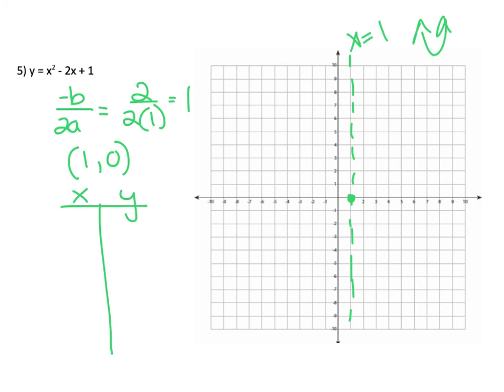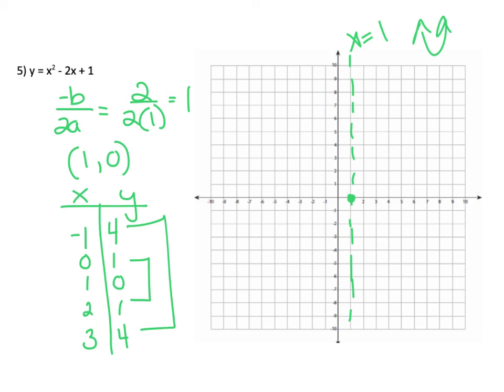Some other points on this parabola. I am going to plot my vertex in the middle and I pick a few values to the right. I'll pick 2 and 3 and I'm going to plug those into the function. When I do, I get 1 and 4. Now the beautiful thing here is I know it's symmetrical. So if I go to 0 and -1, 2 points to the left, I know these values have to be the same. So this has to be 1 and this has to be 4.